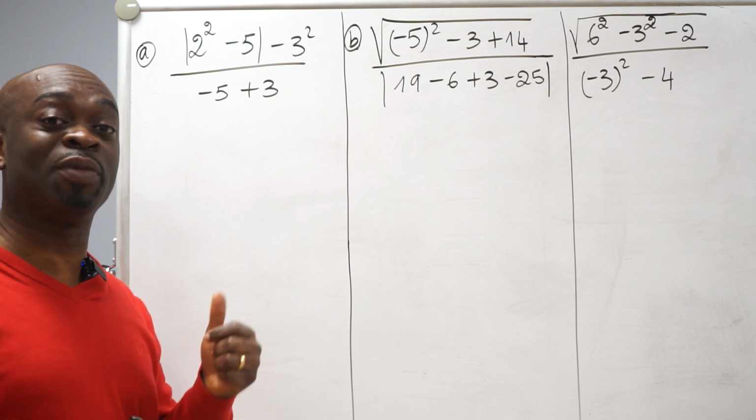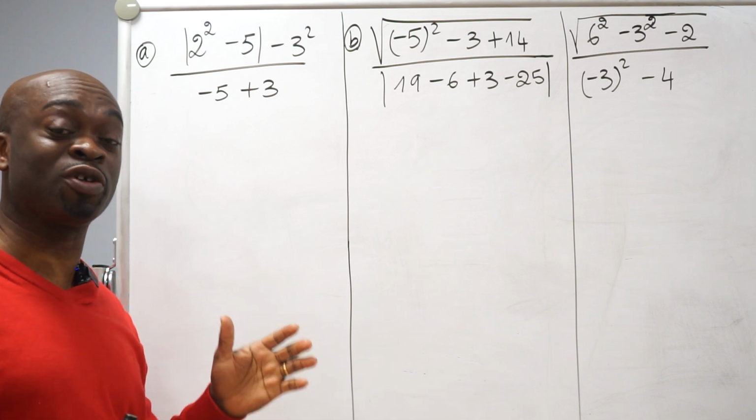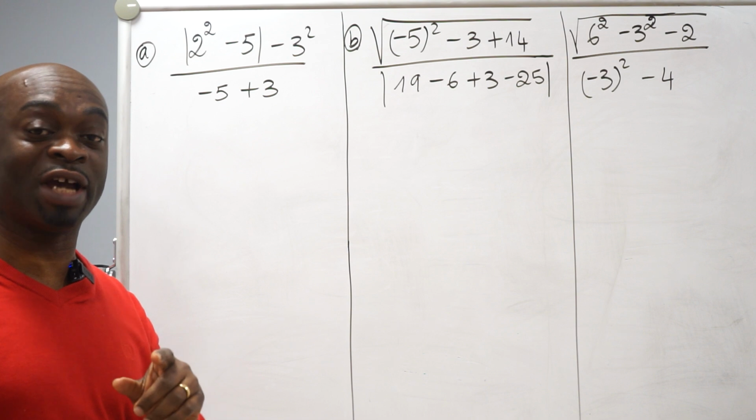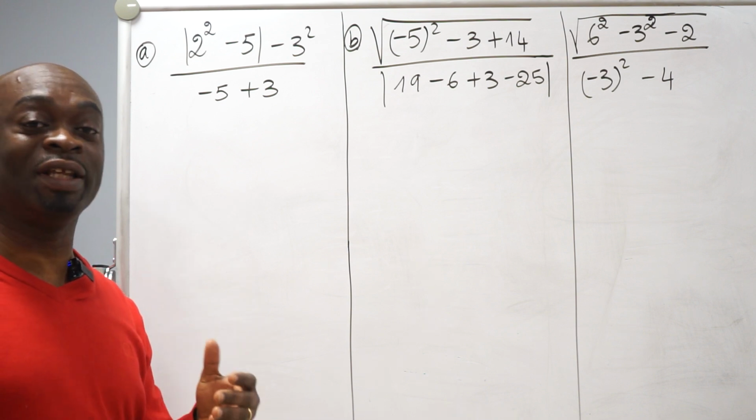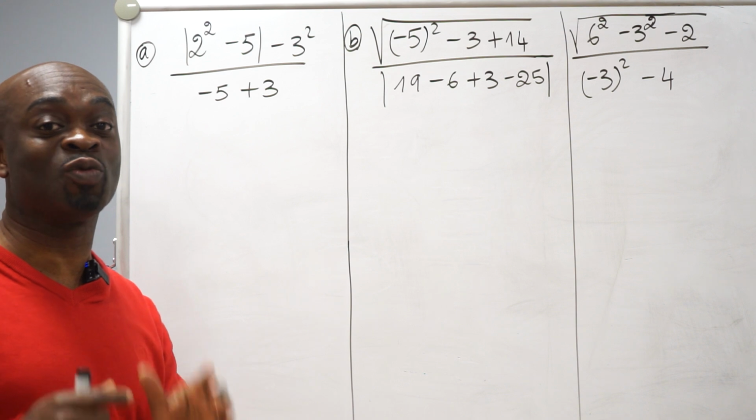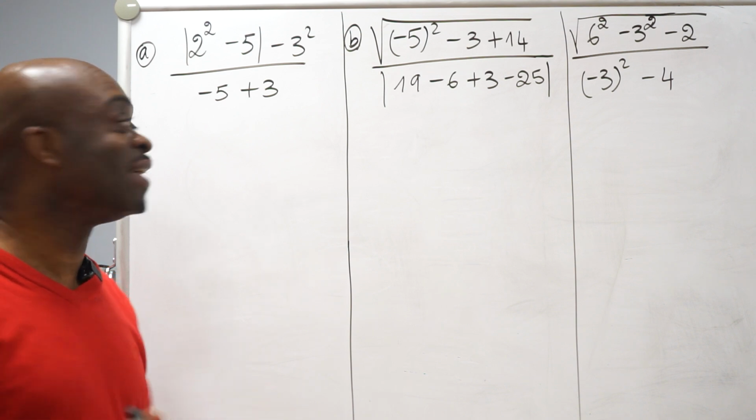Whenever you're dealing with multiplication and division, whichever comes first, from the left to right, that's the one you have to do first. And then when it comes to subtraction and addition, the one that comes first from the left to the right as well. That's it. All right. So let's go.